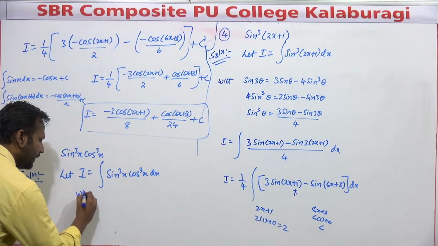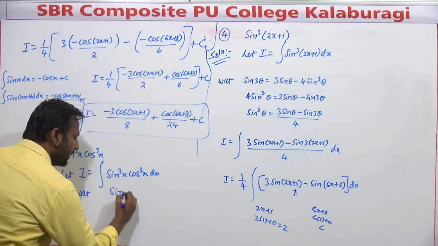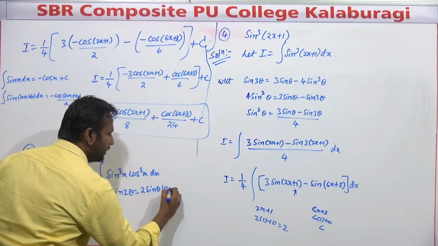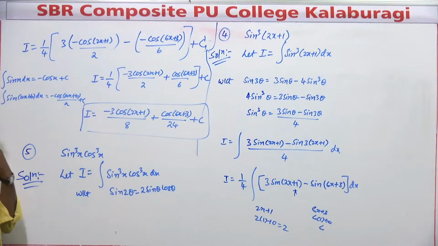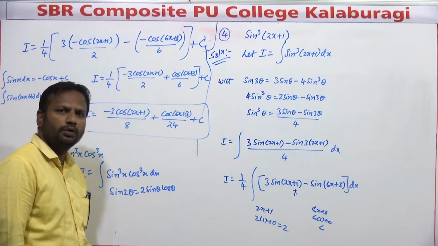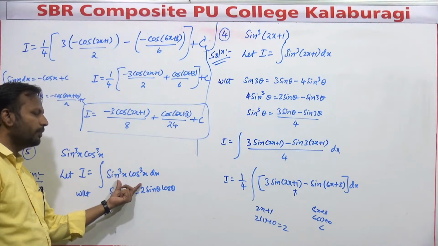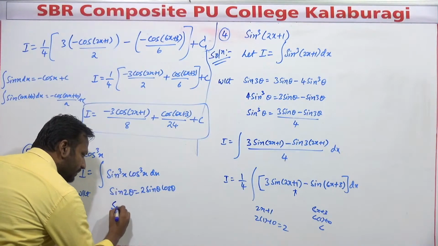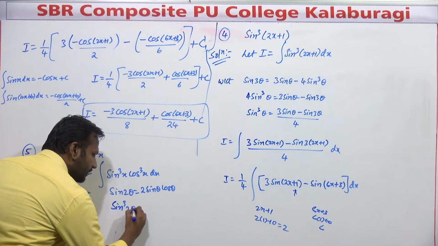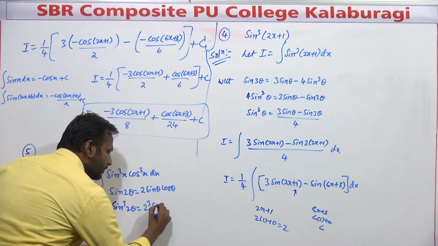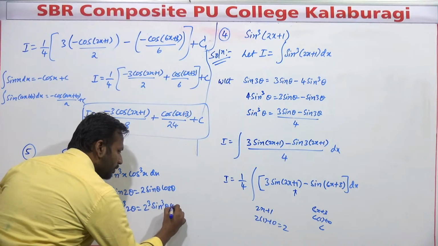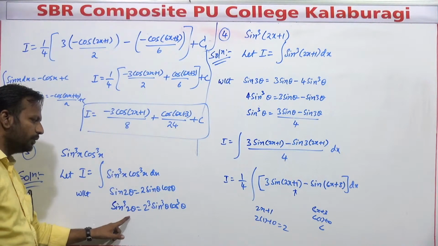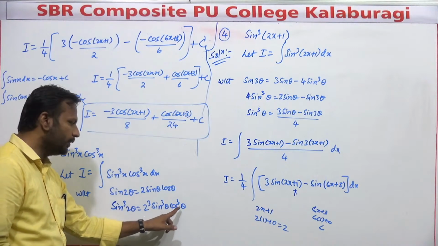We know what is the sine 2 theta formula, students? 2 sine theta cos theta. Agree? Yes or no? But I need sine cube cos cube, right? So cubing both sides. What happens? Sine cube 2 theta equals 2 cube sine cube theta cos cube theta.